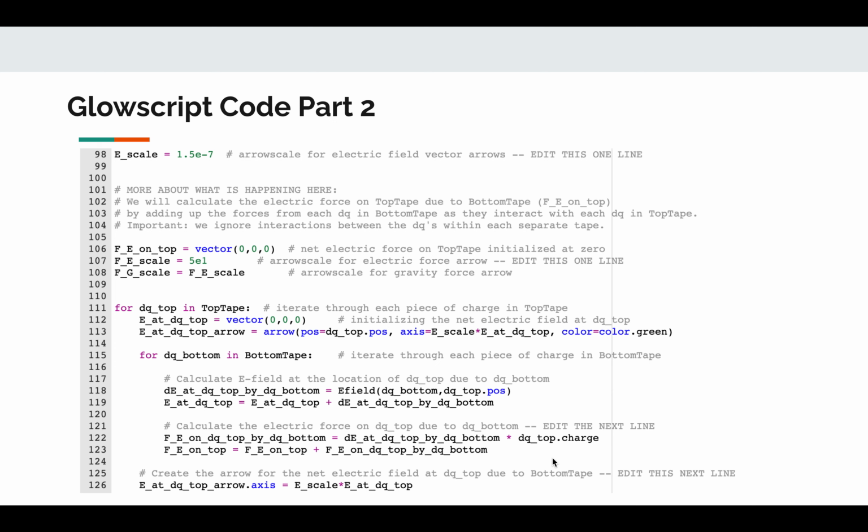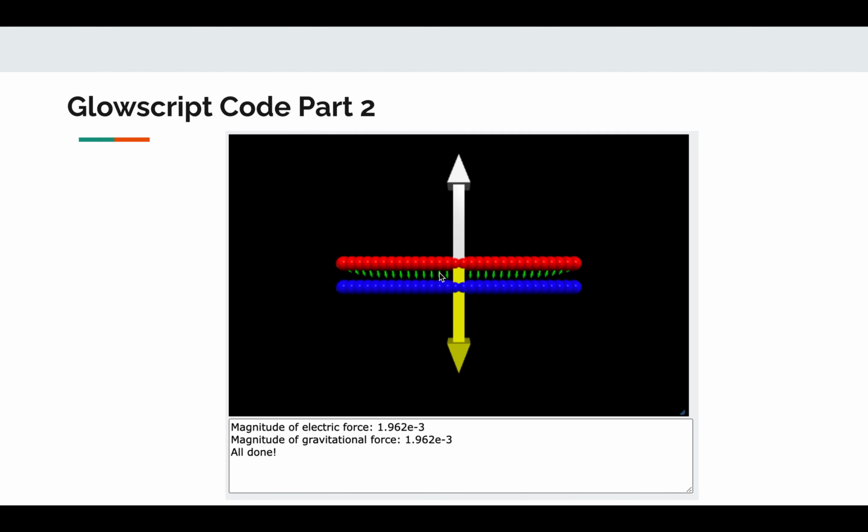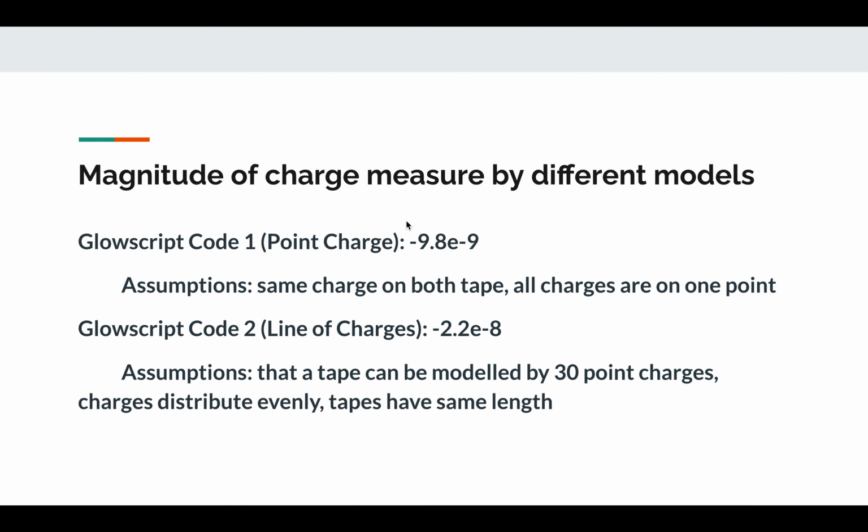Here's the second part of my GlowScript code. You can see I scaled the values differently. Since the electric field should be very big, I scaled it small, and the opposite for the forces. And as you can see here, the green arrows are the electric field, the electric force is the white arrow, and the yellow arrow is the gravitational force. As you can see, those two arrows have the same magnitude. These are the results I measured for the different models and the assumptions that I made for both of those models.